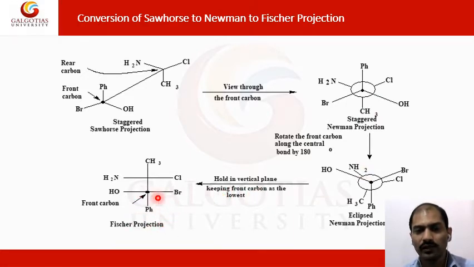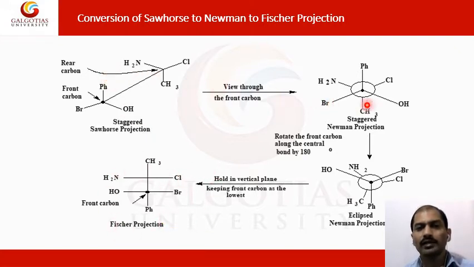So you can see here from this carbon, the phenyl group is here. If you see this, OH will be on the left hand side from this vertical line, and this is the horizontal bromine atom. So similarly you have to put the rear carbon. Now you have to see the rear carbon is this one. So here you can also put it the same way, and then you will get the Fischer projection.